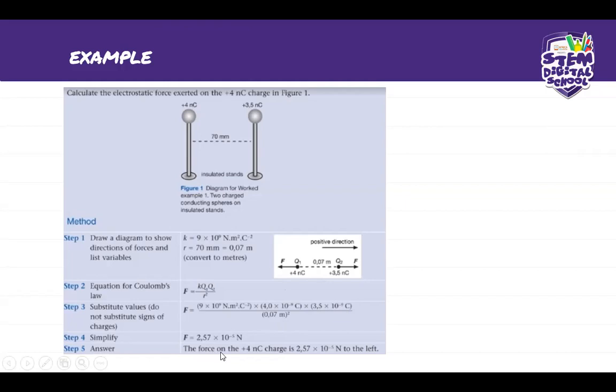So your answer is the force on the 4 nanocoulomb charge is 2 times 10 to the power of minus 5 Newton to the left. Okay, and left is this way. Why do we say left? Because they wanted to know the force exerted on this one. Okay, guys, I hope that this makes sense to you.